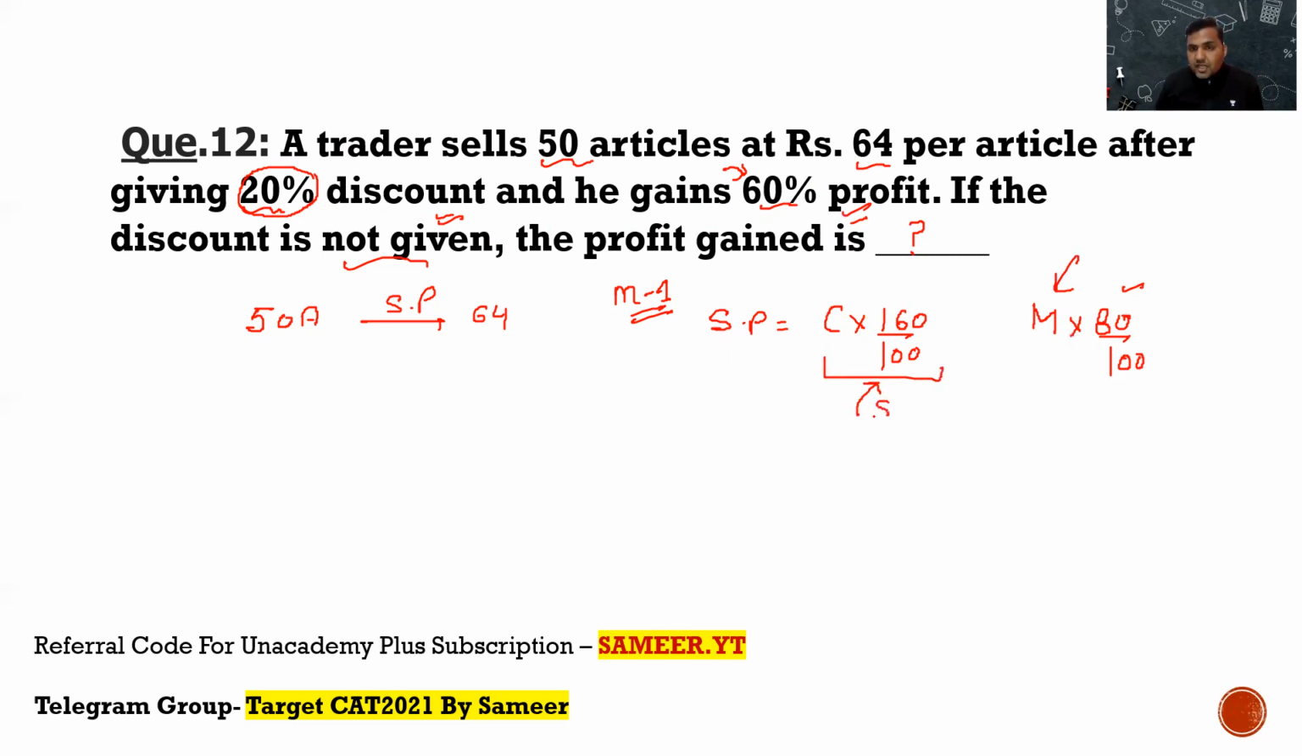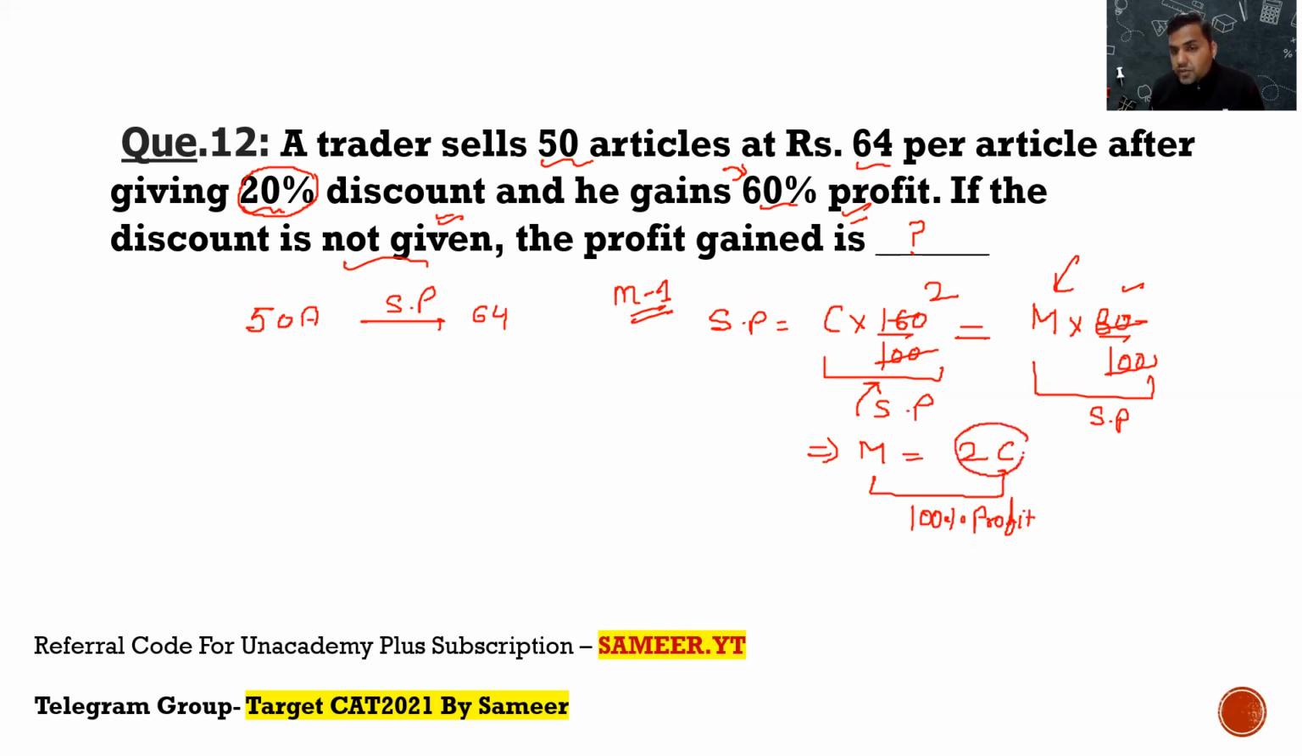Now this part is my selling price. This part is also my selling price. Both of these two values are the same. This gets cancelled. This will be 2 times. So can I say that the mark price of the article is 2 times the cost price? If the mark price is 2 times the cost price, can I say it is a 100% profit? If I don't give the discount and I'm selling the goods at 2 times the cost price, that means without giving any discount, if the goods are worth C, I'm selling the product at 2C.